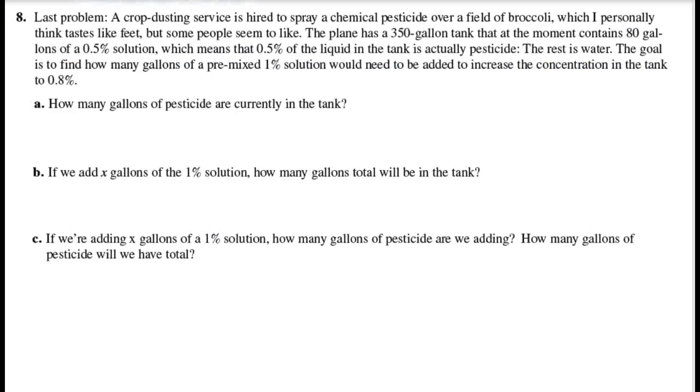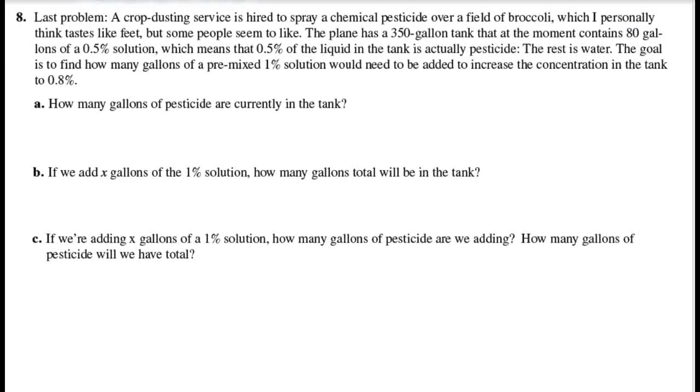Check the Did You Get It? And then the last problem, crop dusting service hired to spray a chemical pesticide over a field of broccoli. Okay. So the plane has a 350-gallon tank that at the moment contains 80 gallons of 0.5% solution. So 0.5% of the liquid is actually pesticide. The rest is water. The goal is to find how many gallons of pre-mixed 1% solution would need to be added to increase the concentration in the tank to 0.8%.